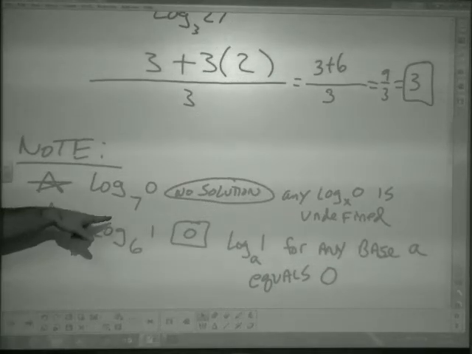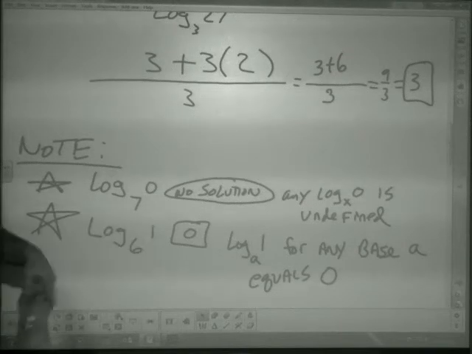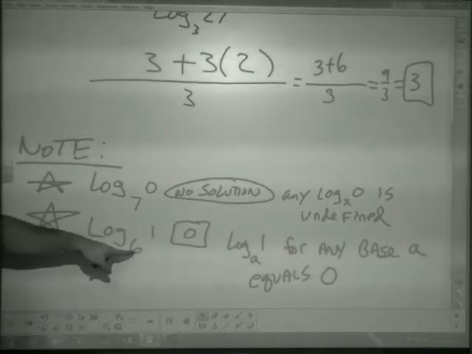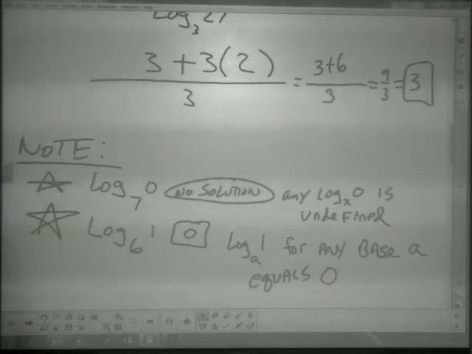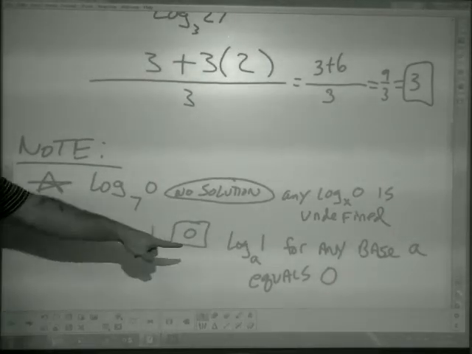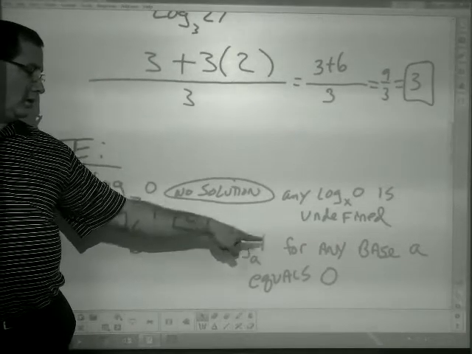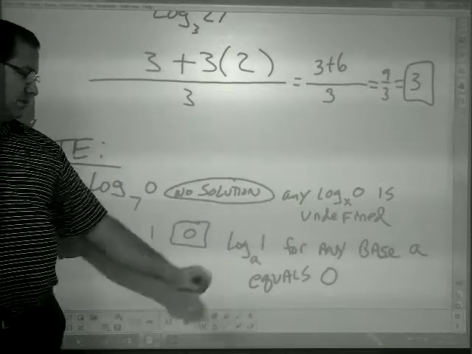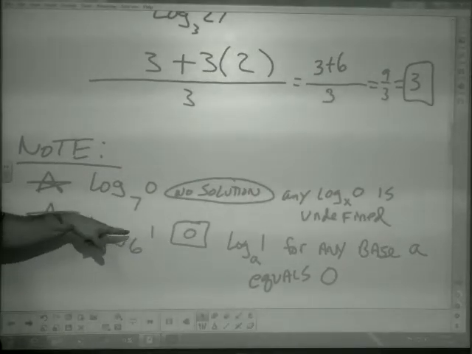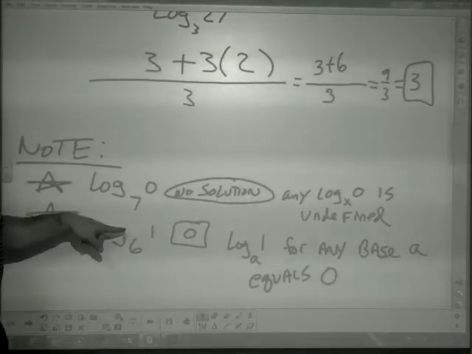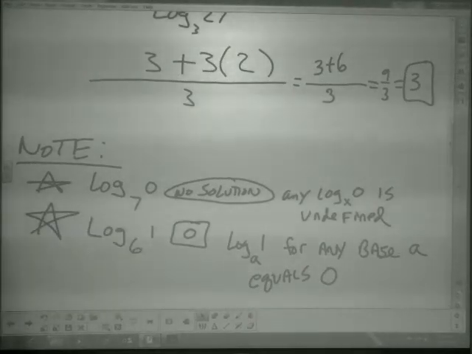Another common one, log base 6 of 1. 6 to what power is 1? Well, anything to the 0 power is 1. So again, I don't care what the base is, the log of 1 for any base gives an answer of 0. If it's log of 1, the only way it can happen is if the base is raised to the 0 power.